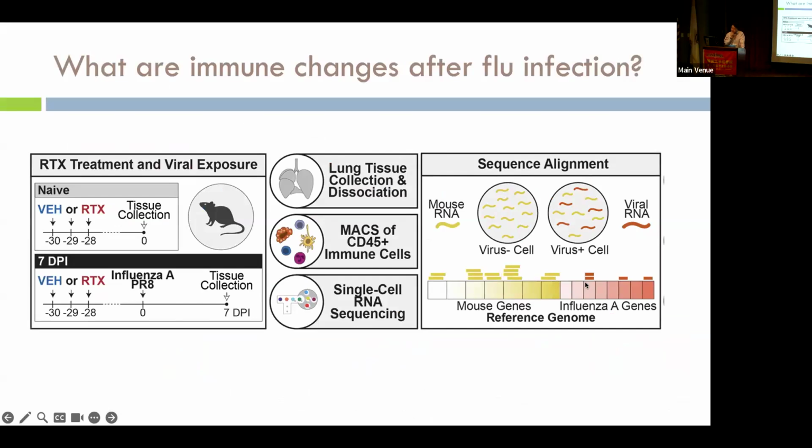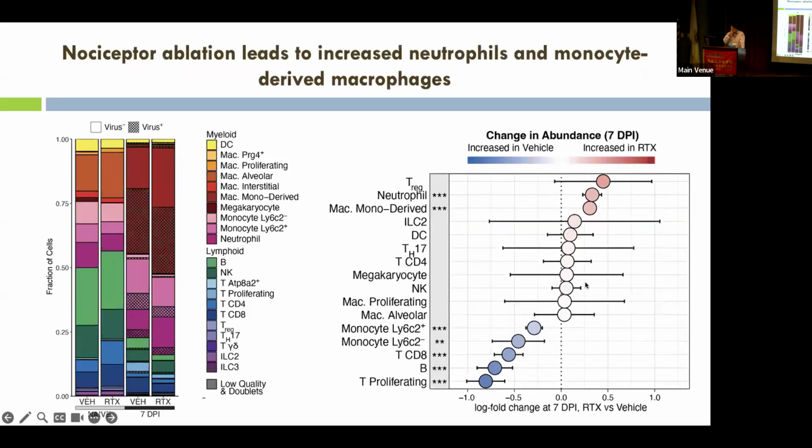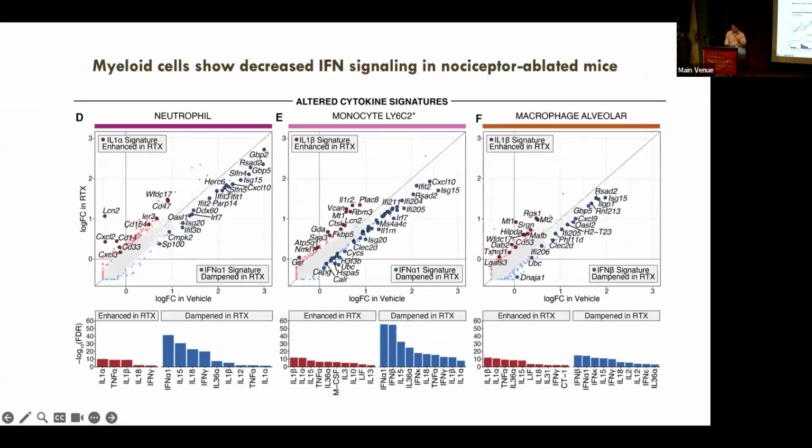So to dive deeper into what's happening in the immune system, we did single-cell RNA-seq of the lungs in both RTX versus vehicle mice. And what we found was the most striking differences were in the myeloid population. So the neutrophils and actually monocyte-derived macrophages, those go up significantly in the absence of these neurons, whereas other lymphocytes actually went down. So if we also look at the gene expression profiles of these innate immune cells, what they're doing is they seem to be dampening the antiviral immune response.